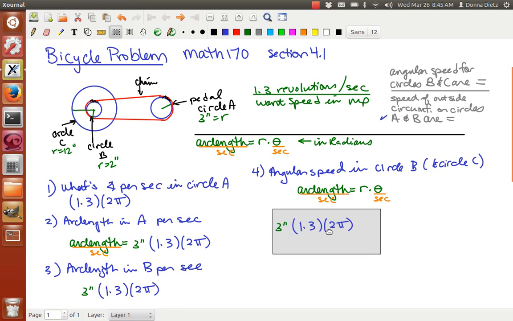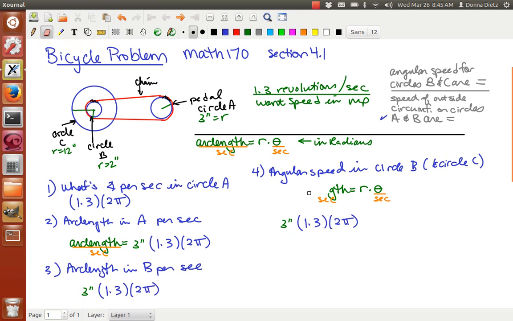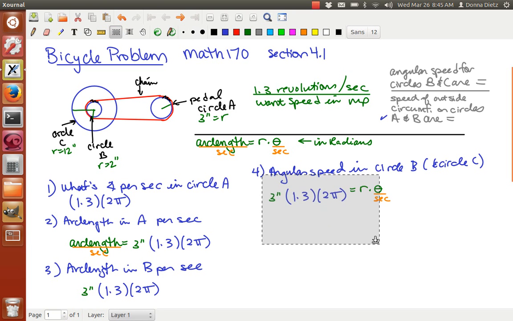So this is going to go right here. Right, and what we have is we want to dump R in here for circle B. R for circle B is 2. And then we get to cross off these 2's. And so theta per second is equal to 3 times 1.3 times pi.